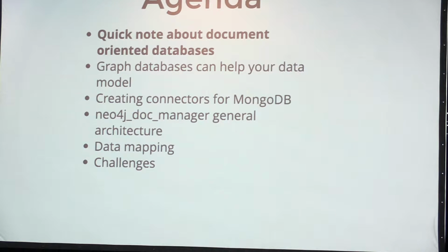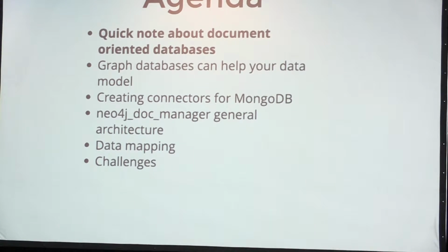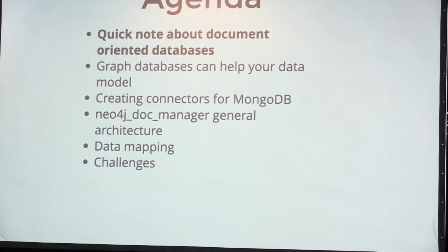So this is going to be an agenda of what you're going to see. I'm going to talk a little bit about document-oriented databases and how graph databases can help us with document-oriented databases. More specifically, I'll be talking about MongoDB and Neo4j. I'm also going to talk about how we build this connector, what's the architecture that we are using, and the challenges that we had to face when we are building the project itself.